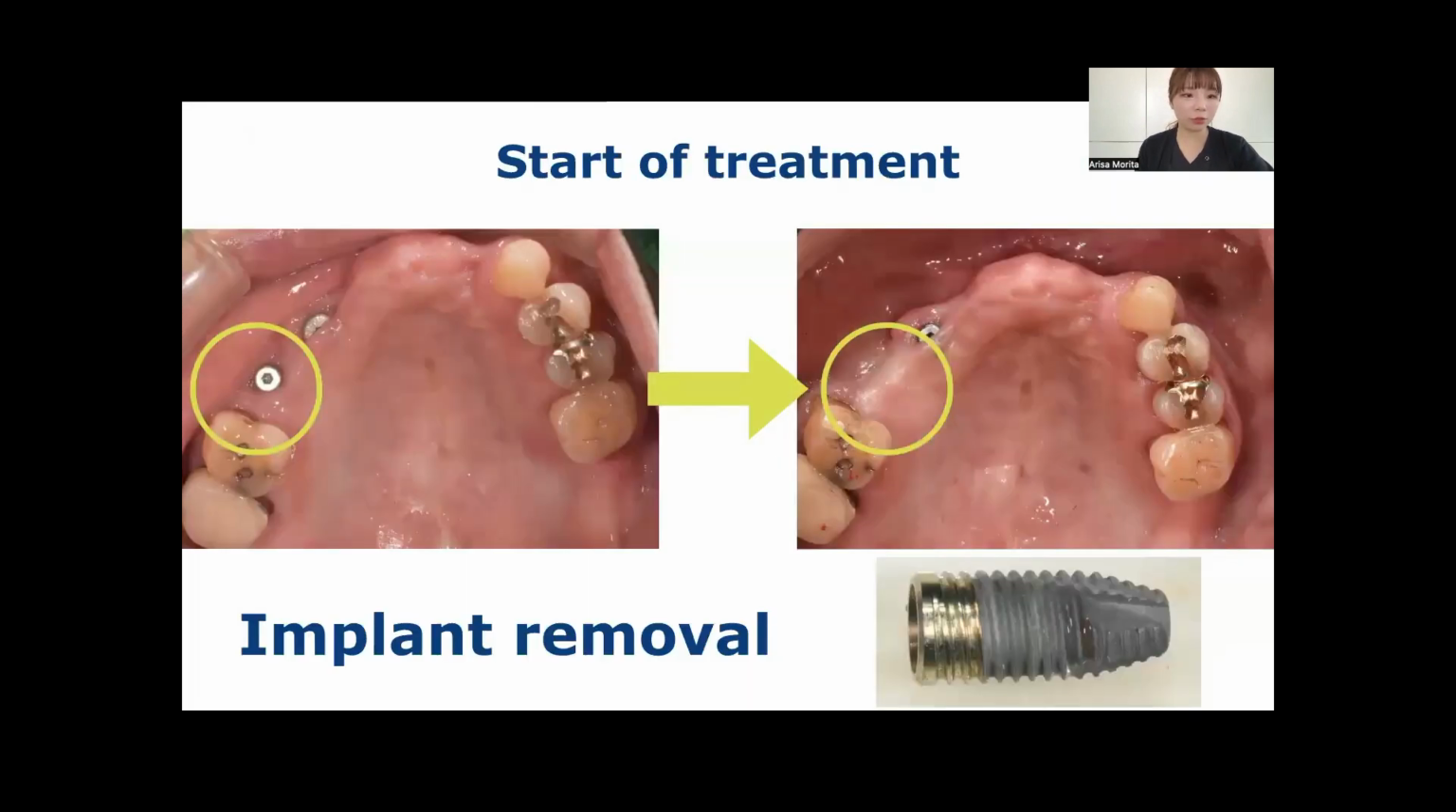Implants that could not be saved were removed. Dr. Camille's standards for PEEK bridges are that there should be at least 6 abutments, ideally at least 8.